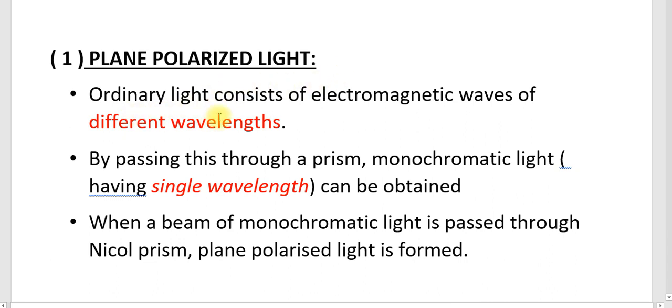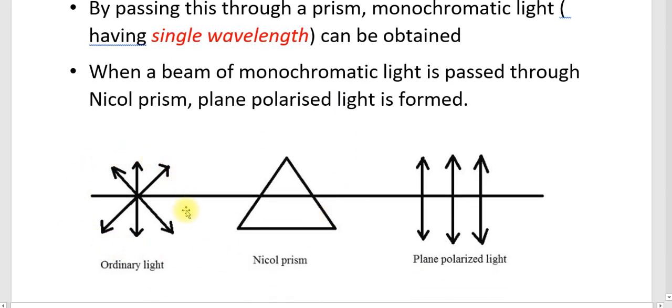We know that ordinary light consists of electromagnetic waves of different wavelength. What is the speciality of an electromagnetic wave? We know that the electromagnetic wave consists of both an electric field and a magnetic field, which are perpendicular to each other and also perpendicular to the direction of propagation of the wave. If we pass that ordinary light through a prism, a monochromatic light having a single wavelength can be obtained. That is given here. Here I am considering an ordinary light in such a way that the electric field has different directions, and if it is passing through a Nicol prism, we are getting a plane polarized light.